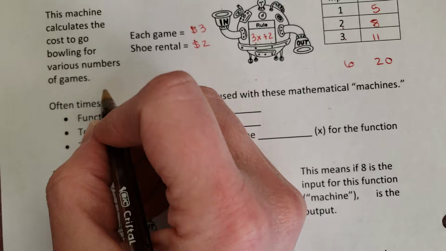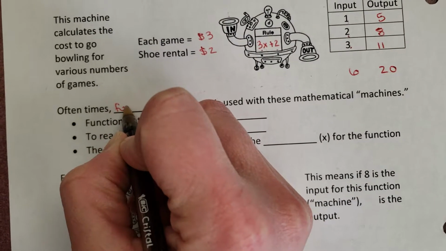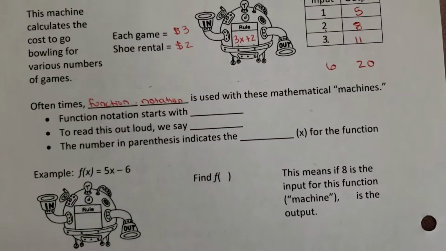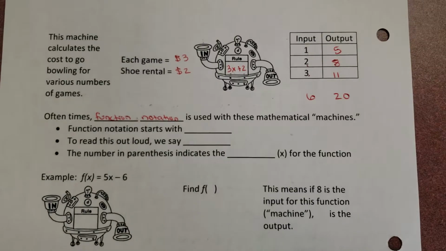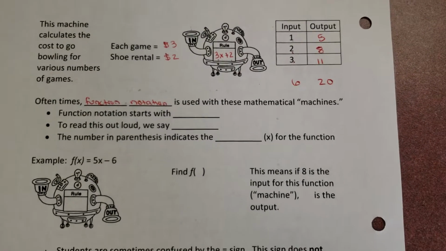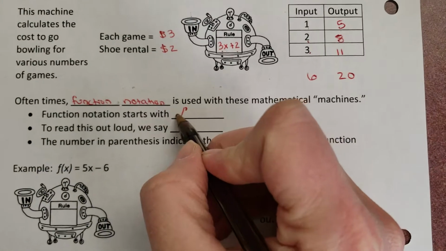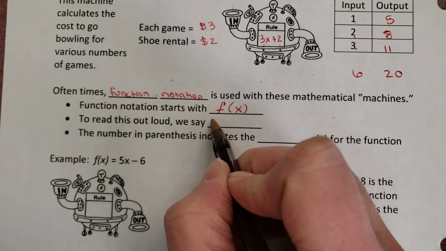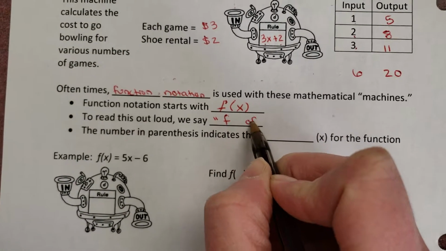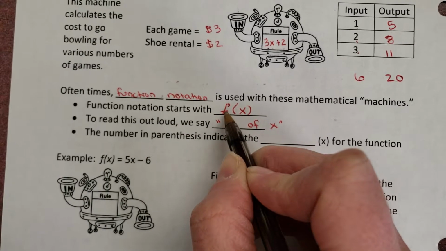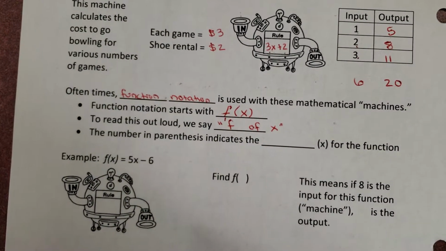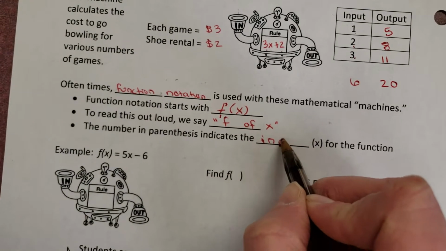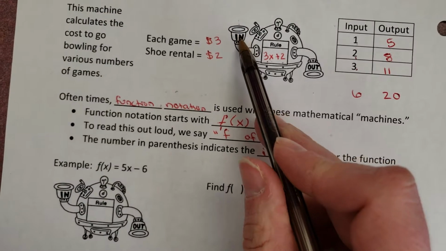So oftentimes we use what's called function notation to calculate these situations. Function notation is always going to start with a letter, usually italicized, that means the tilty letters, right? And you would say that out loud, f of x, or if this was a different letter, it'd be like g of x or h of x or whatever this letter is. And whatever's in the parentheses indicates whatever the input is. That's the thing that goes in the machine.